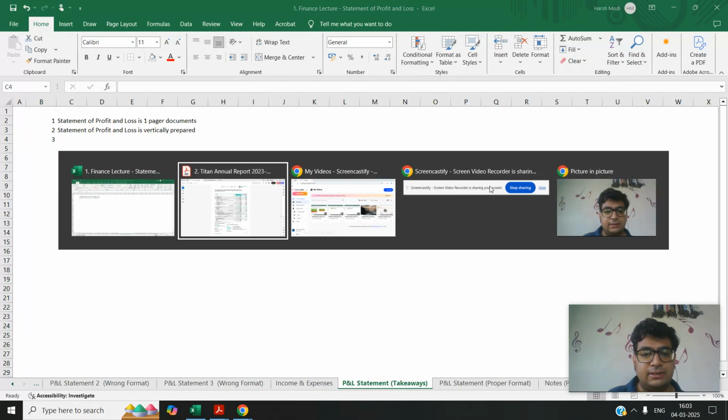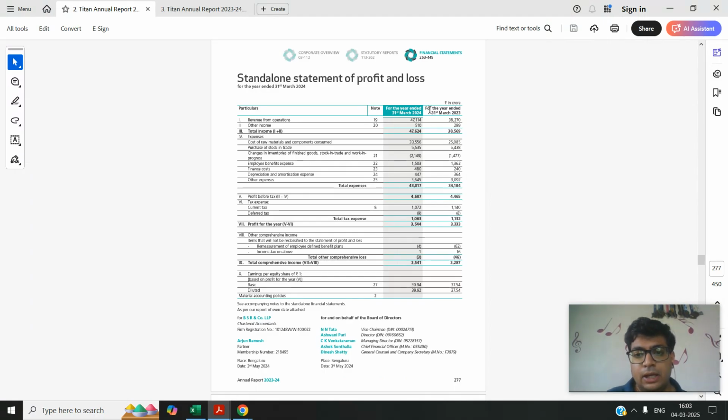And the last and third takeaway that I want to highlight here is that you also present figures for the previous year, just for comparison purposes. What it means is, let's say I come to you and say that Titan made a profit of 100 crore this year. Alternatively, let's say I come to you and say Titan made a profit of 100 crore this year, but the previous year its profit was 50 crore. The second statement is a bit more enlightening because now you can have a look at the trend, at where Titan is going. So you always present the previous year's figures as well for comparison.